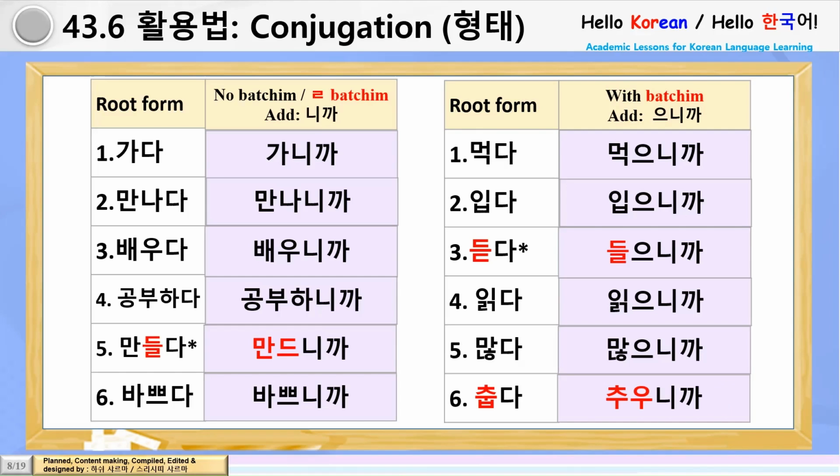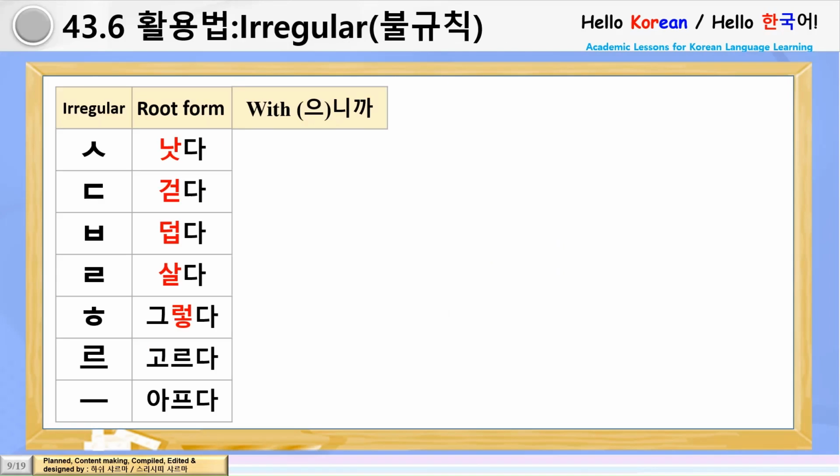Like this. Please make this table in your notes and do the practice of conjugation. So, no pachim, la pachim, nikka, and all other pachim, unika. This group is clear. One more time, let's summarize the irregular conjugation examples.